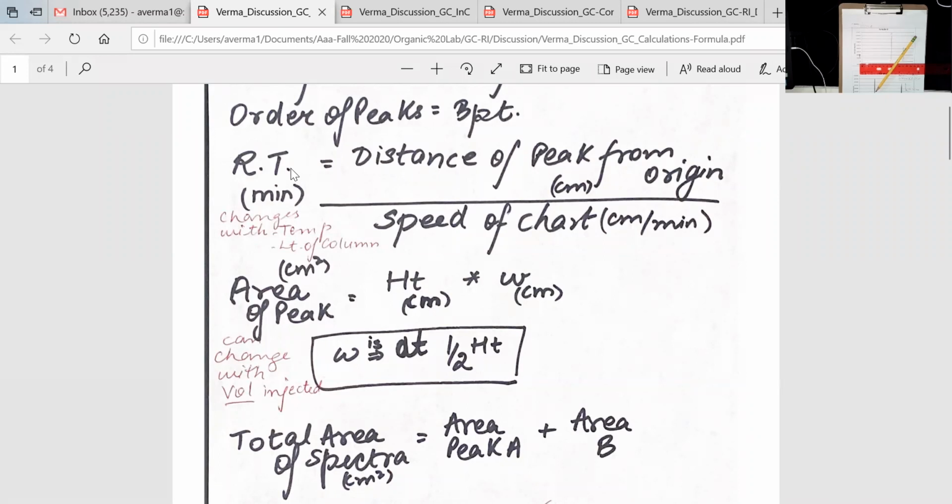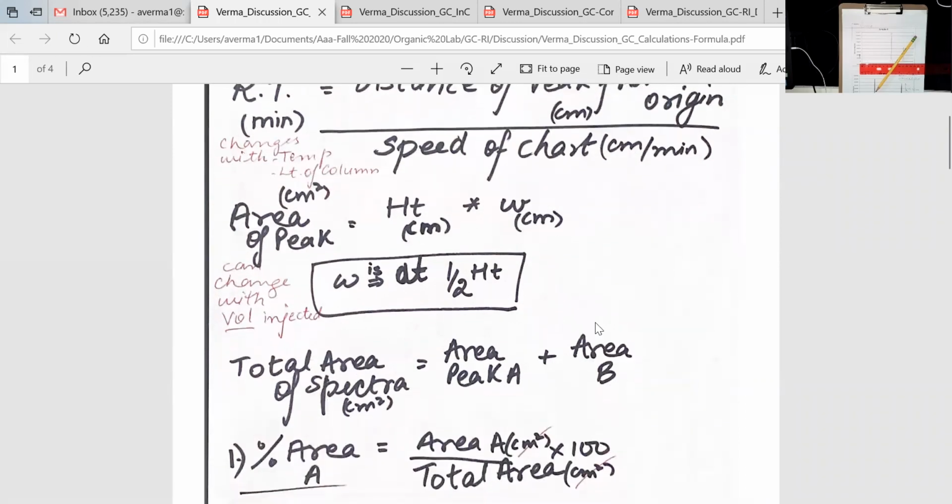Retention time actually defines how long it takes for the compound to be retained in the column. So for example, if we increase the column length, the peak or the sample will come out later, and the distance of the peak will also increase. So retention time changes with temperature of the column, and it also changes with the length of the column.